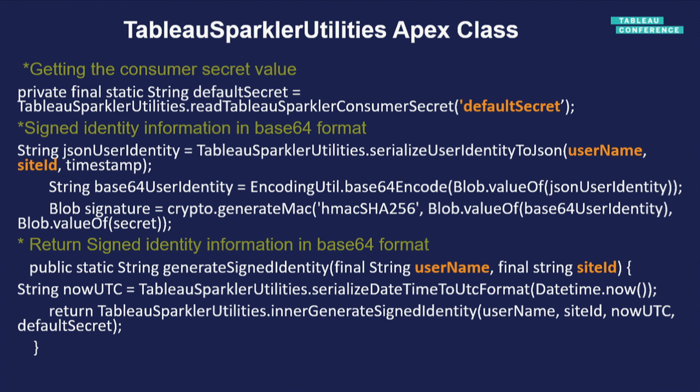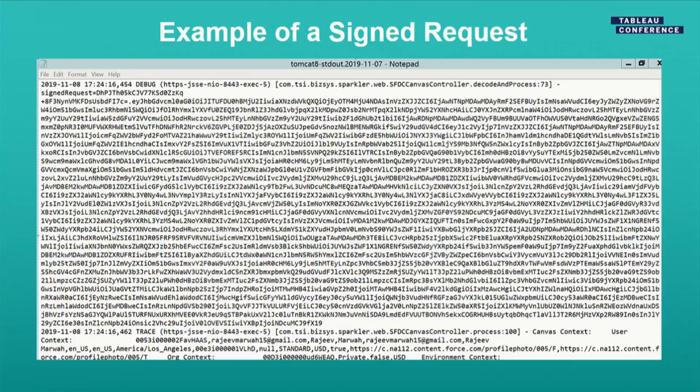Say Rajiv logged in. This Rajiv is passed to the account controller. The account controller took that value and then passed it to this, and this is where it signs the value and sends it back to the Visualforce page. Once it sends it back to the Visualforce page and the value is passed to Sparkler, this is a very big snapshot, but if you look at the first line of it, it says signed request.